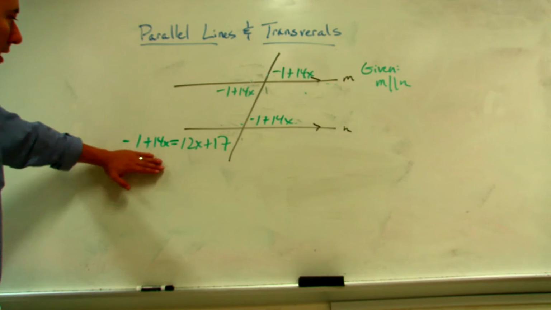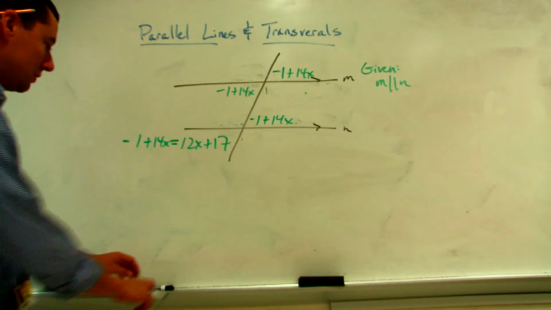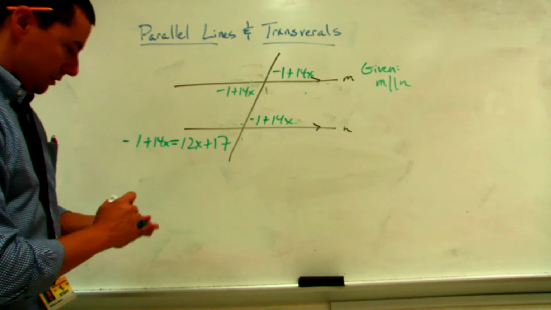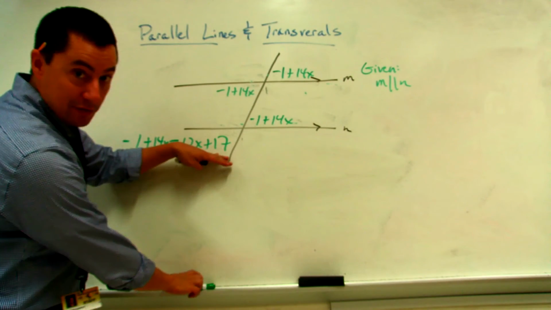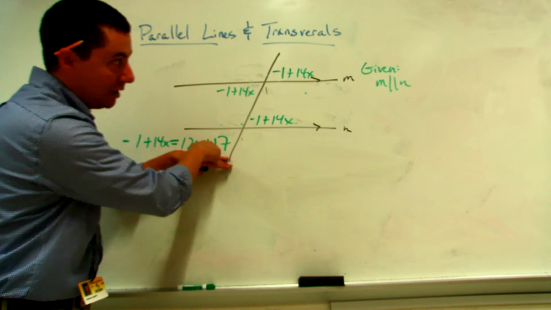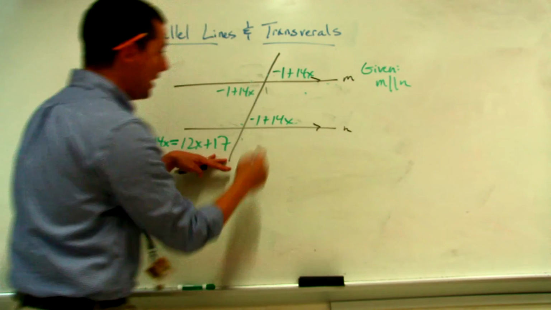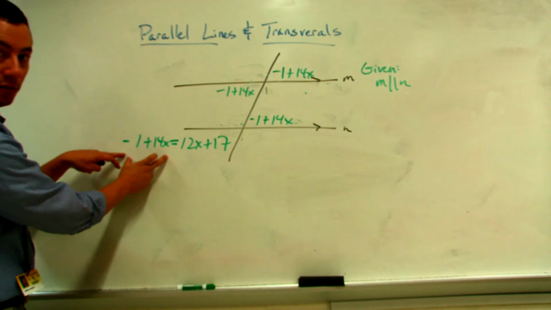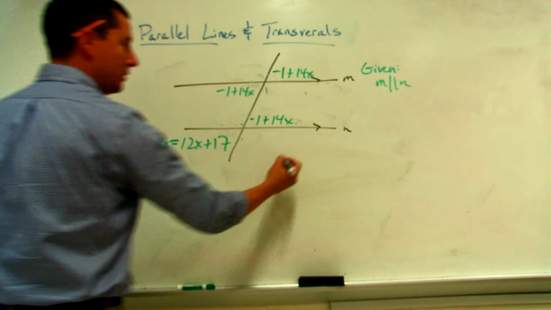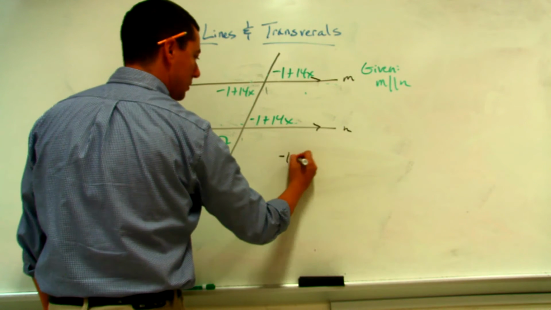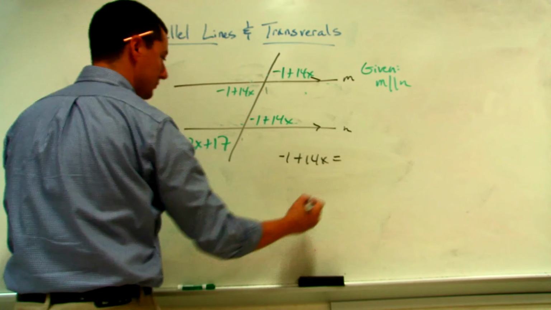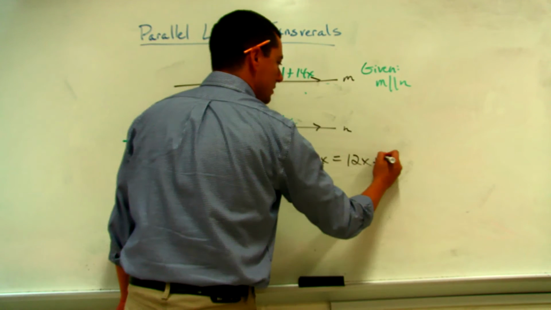Okay, so I've got negative 1 plus 14x equals 12x plus 17, right? Because this angle is given to me as 12x plus 17. Using my m is parallel to n, I can figure out that it also has to be equal to negative 1 plus 14x. Now I've got an equation. Negative 1 plus 14x equals 12x plus 17.